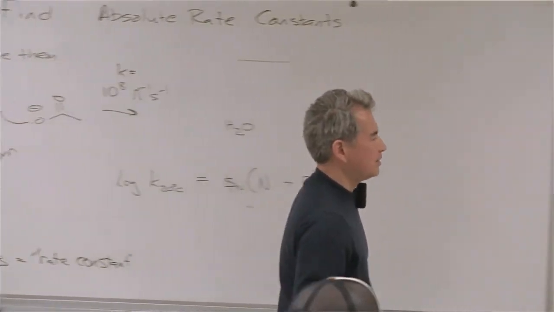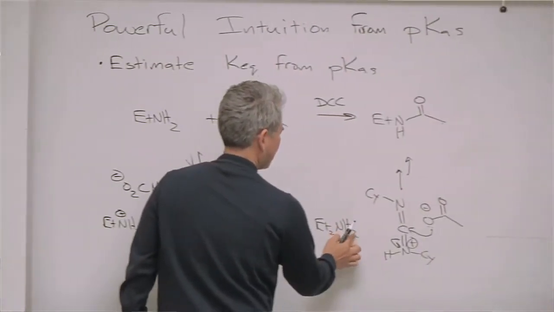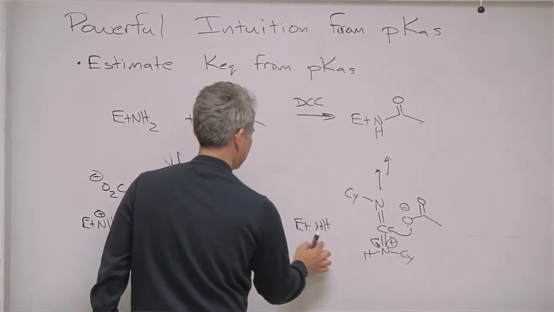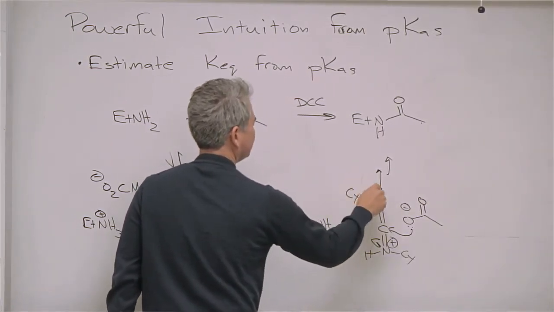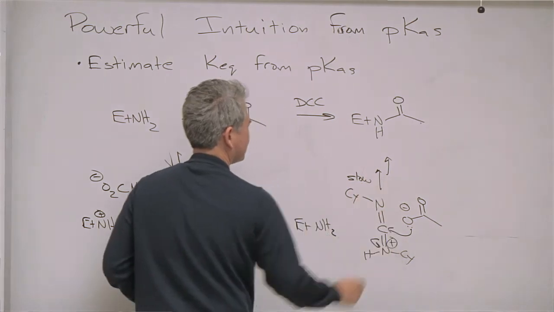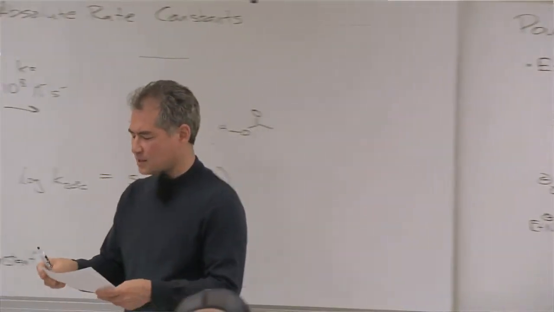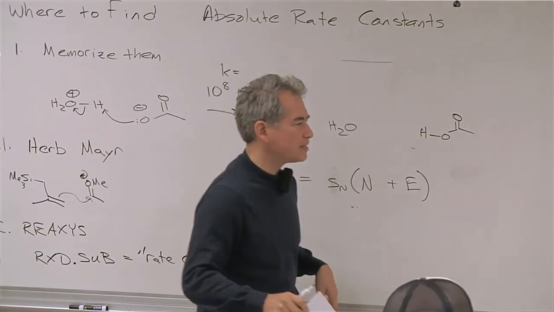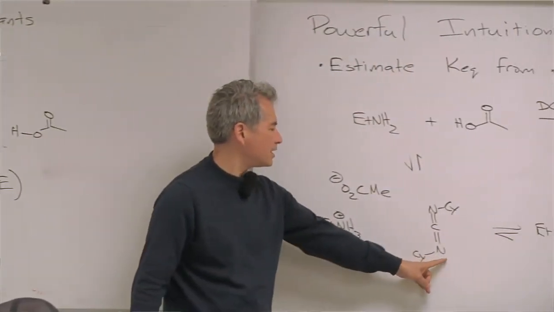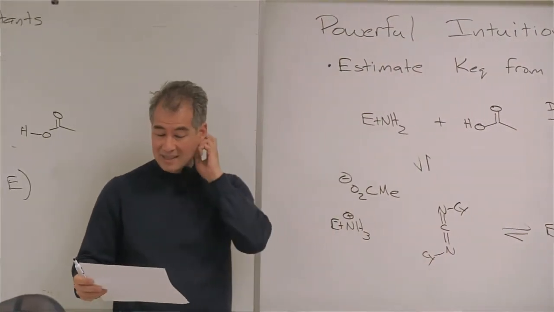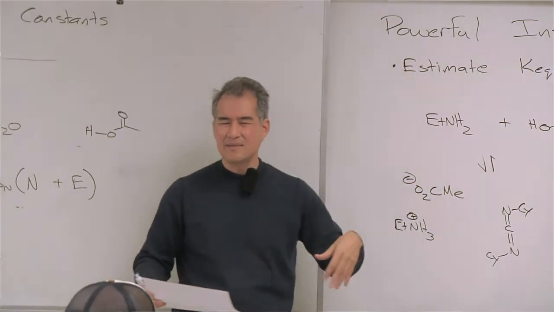That's the slow step. And I'll just write "slow" here for this addition of the carboxylate anion. So when you do a DCC coupling, it's all dependent on you getting a proton on here, and this is your proton source. Now, I'm talking about pKa's.